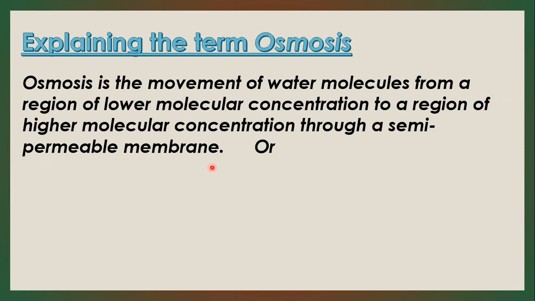semi-permeable membrane. Now, a permeable membrane is a membrane that allows substances to pass through. A semi-permeable membrane will be a membrane that allows only certain substances to pass through. And in this case, it allows only water molecules to pass through, but does not allow any other solid particles to pass through.